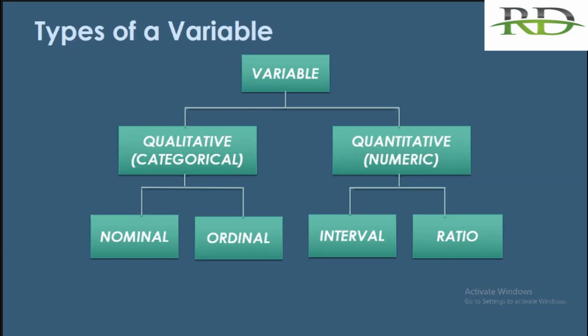Ma'am, 0 degrees Celsius means the boiling point of that temperature. No, boiling is 100. Boiling is 100. 0 means freezing point.